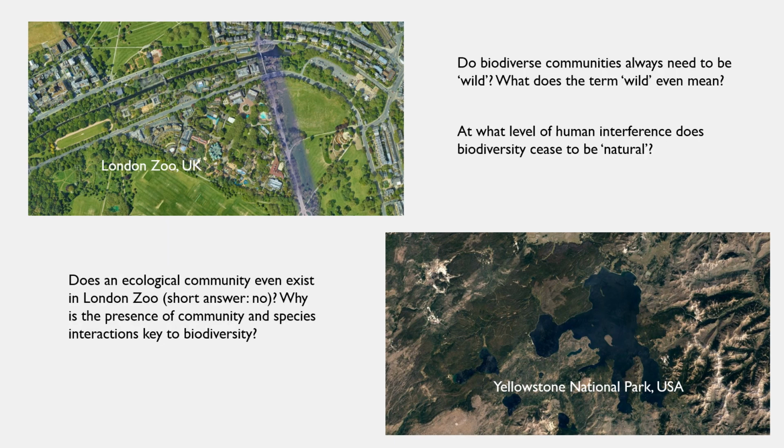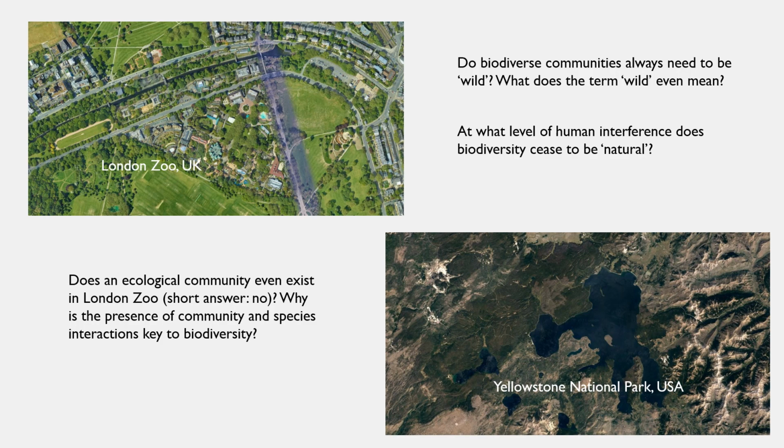If you were to ask me this question, I would say that applying the concept of biodiversity to an area like London Zoo is effectively a bit of a useless exercise. And the reason for this is that there's no ecological community and there's no ecological interactions occurring within this environment. So there's no predator-prey relationships, there's no reliance between species on each other for habitat or food. So to try and compare an environment like a zoo to a non-managed or at least minimally managed area like Yellowstone National Park, they're kind of incomparable.